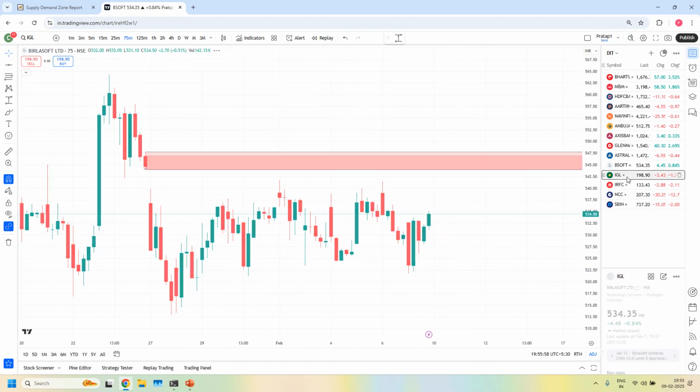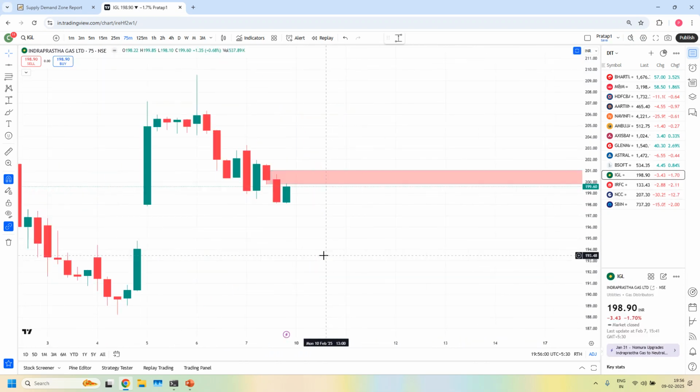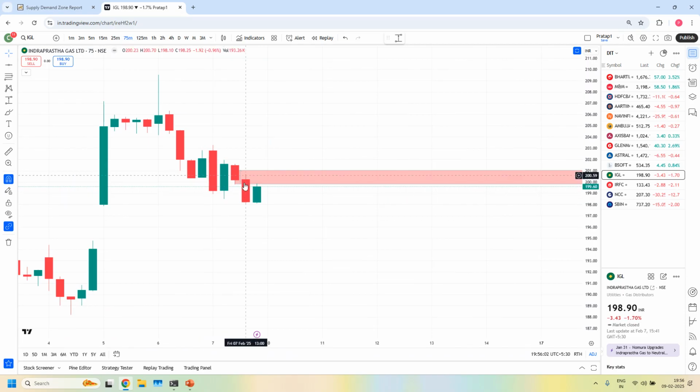Now go to the IGL. IGL is also the same. We have a rally, base, drop. So let me draw the zone here. Because it is a rally candle, from here we should draw the zone. The higher we curve the leg in, we should include that also.